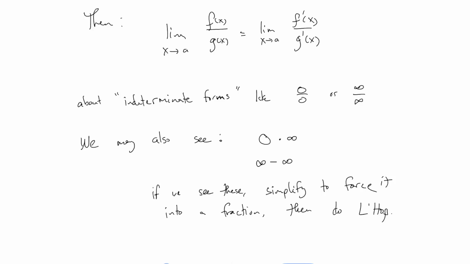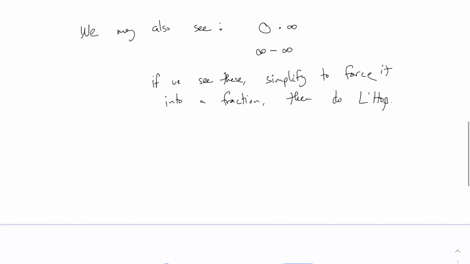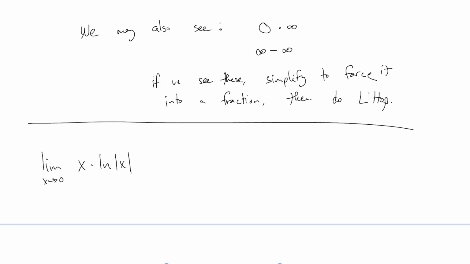Okay? So I want to try a couple examples like this, and then we're going to go on to something else. I got 2, and then I got a few for you, and that'll do it for this topic. So let's try the limit as x goes to 0 of x times natural log of absolute value of x.